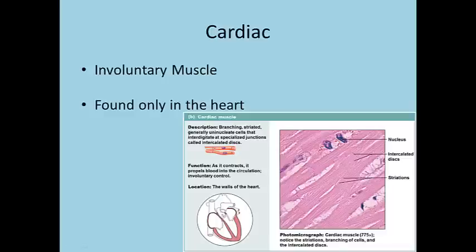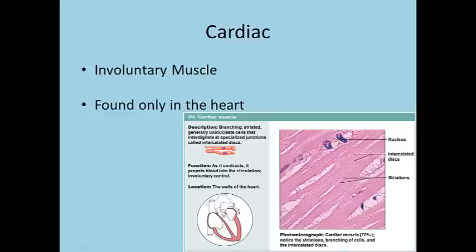What you can see from the picture here is that there's a lot of similarities to skeletal muscle. So you will see a somewhat parallel arrangement here, although there is a little bit of branching involved, so it's not quite as neatly arranged as skeletal muscle, but there are still the obvious striations running across that tissue.